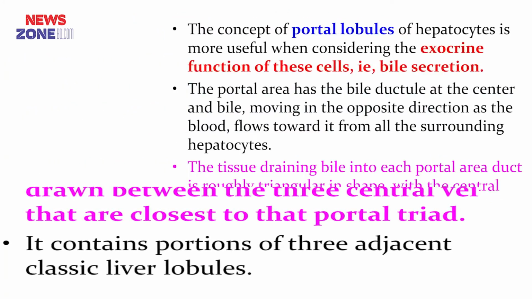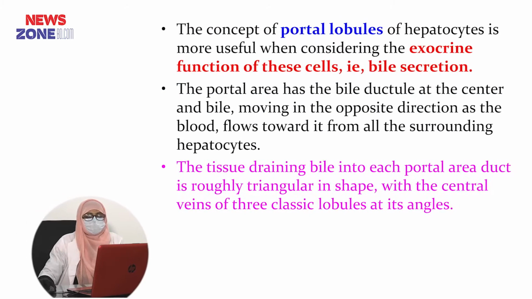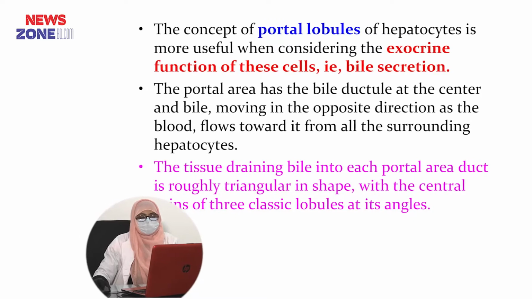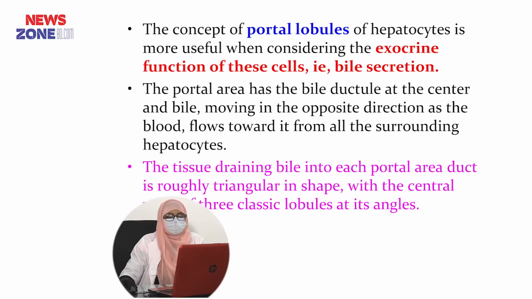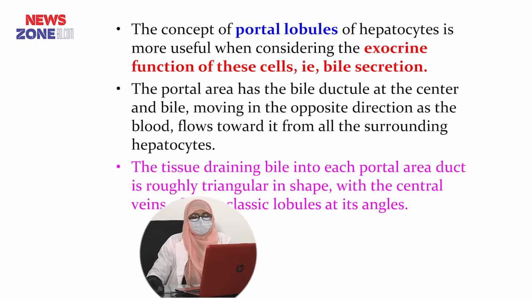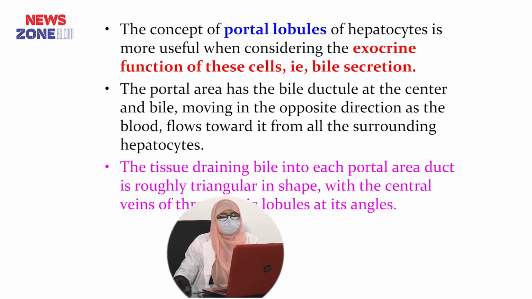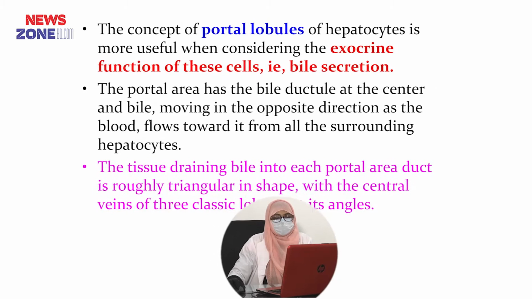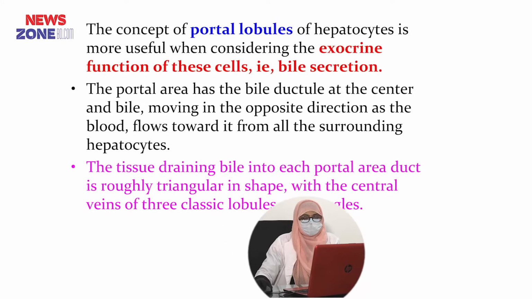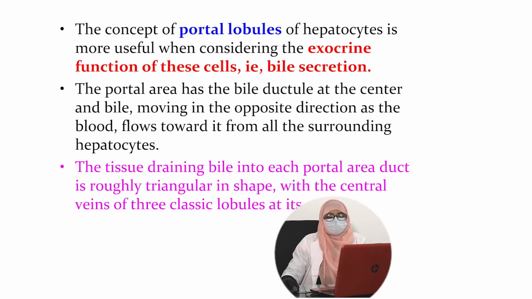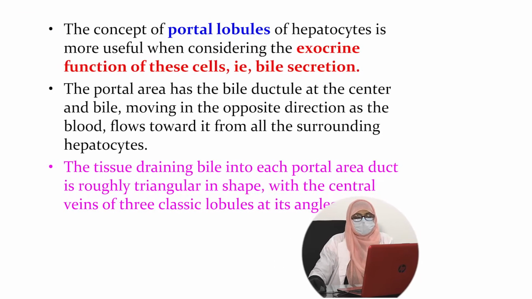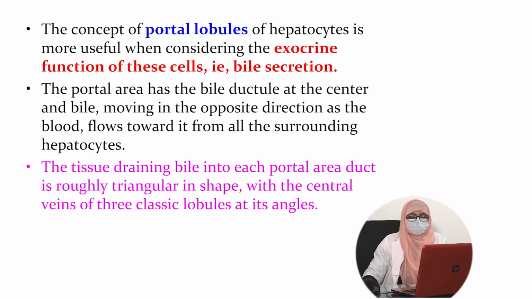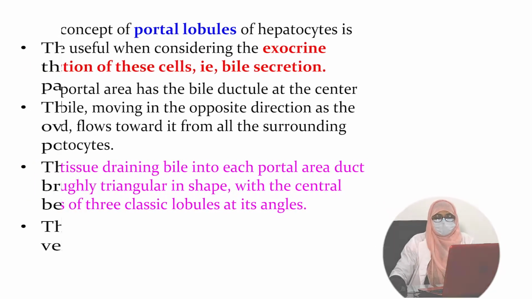The concept of portal lobules of hepatocytes is more useful when considering the exocrine function of these cells, that means bile secretion. The portal area has the bile ductule at the center, and bile moves in the opposite direction as the blood flows towards it from all the surrounding hepatocytes. The tissue draining bile into each portal area duct is roughly triangular in shape with the central veins of 3 classical lobules at each angle.